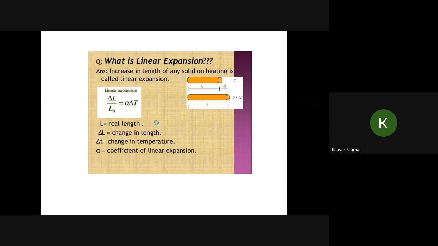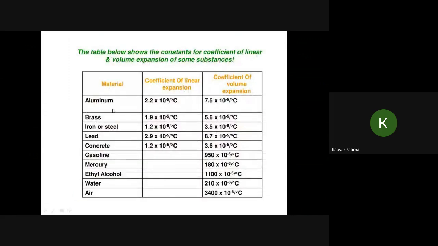Okay, so here are some values for thermal expansion. You can see aluminium, the coefficient of linear expansion for them, and this is the coefficient of volume expansion. If we talk about change in total volume, we will take these values, but for the change in length, we take these values. So you don't need to memorize these tables, and these values can be taken from the table.